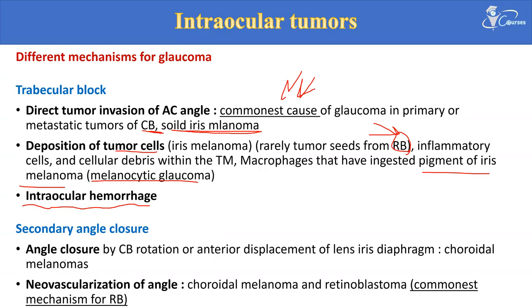Secondary angle closure glaucoma can be either by angle rotation, so by ciliary body rotation, or anterior displacement of the iris lens diaphragm, as in choroidal melanoma. So choroidal melanoma will push the iris lens diaphragm, leading to the angle being closed by the iris. Or it can be by neovascularization of the angle. This is the commonest mechanism for choroidal melanoma and retinoblastoma. So a common question in the exam: what is the commonest cause of glaucoma in retinoblastoma? It will be the angle neovascularization, causing an angle closure glaucoma.